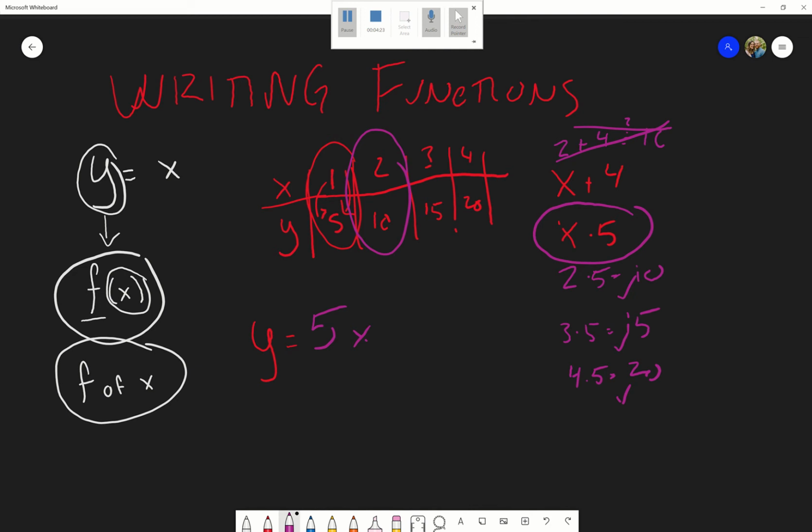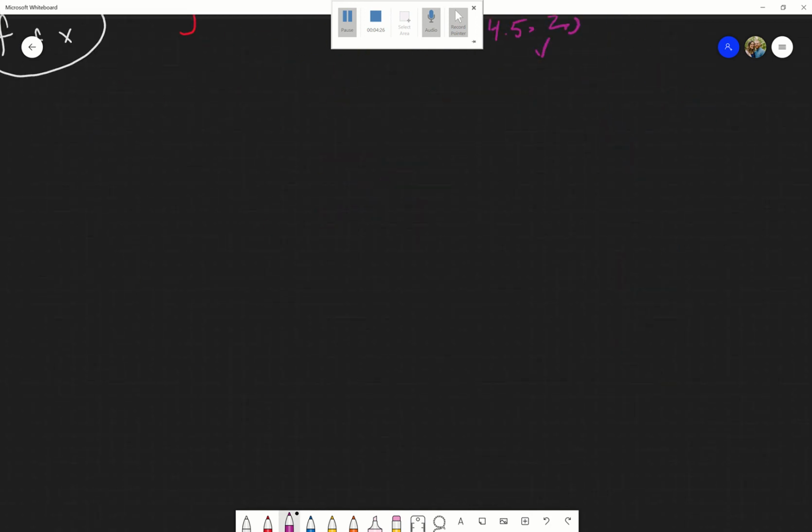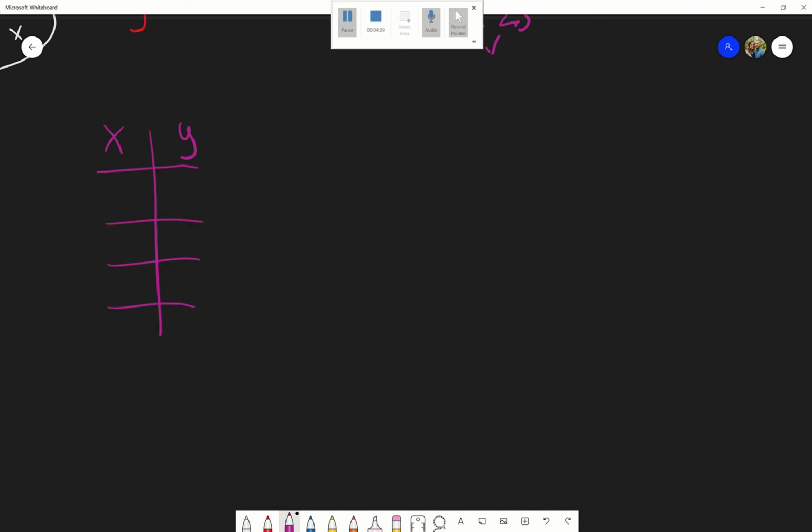All right, let's try another situation where we might see this. Let's say we have the table x and y. Remember, when we have these tables, we always want to figure out, what have I done to x to get to y? I'm never going to be adjusting y. I'm always going to be adjusting my x values. My x values are 1, 2, 3, 4. My y values are -2, -1, 0, and 1.